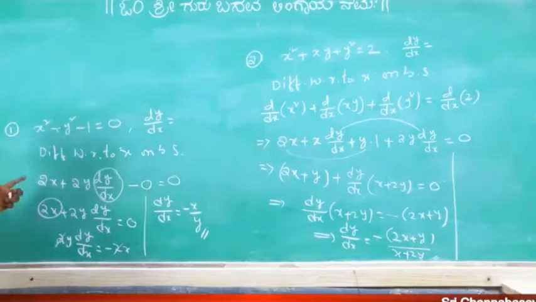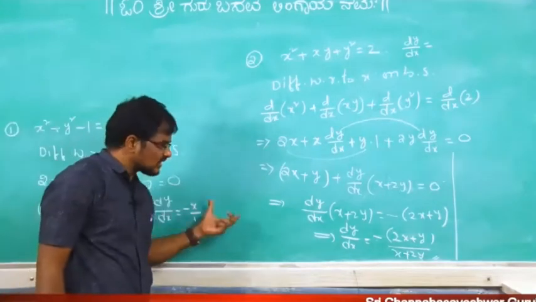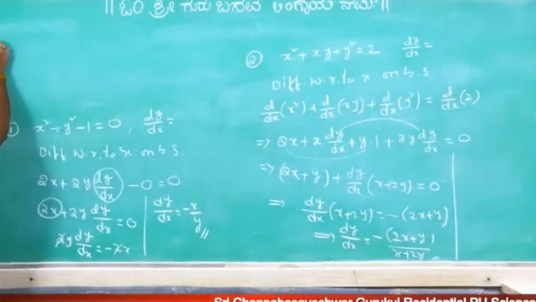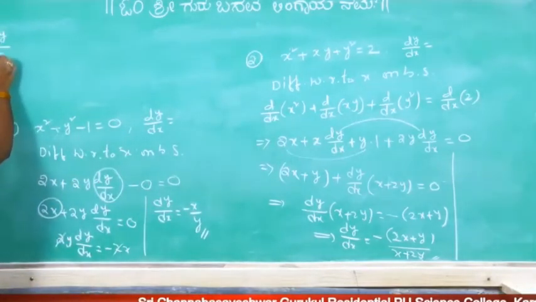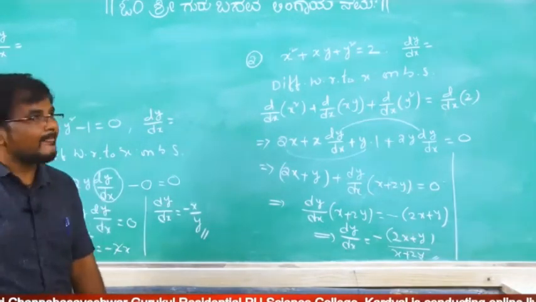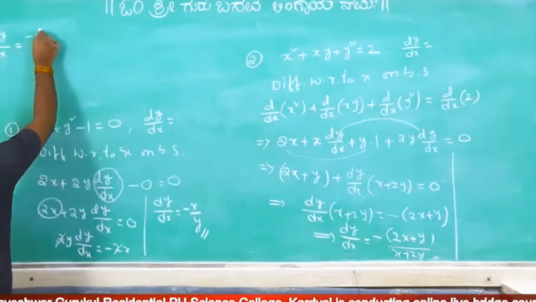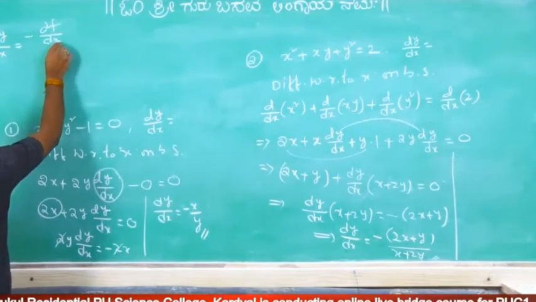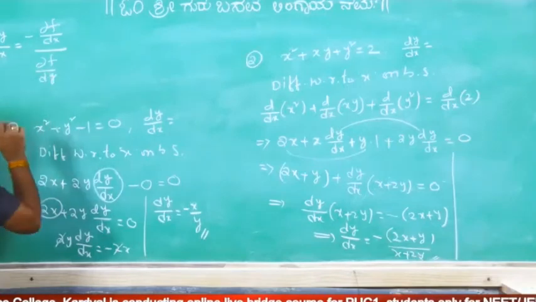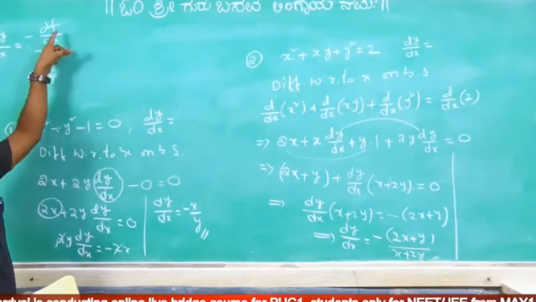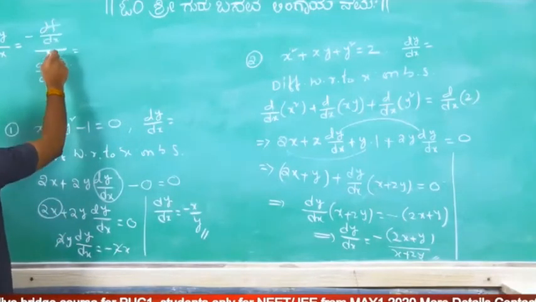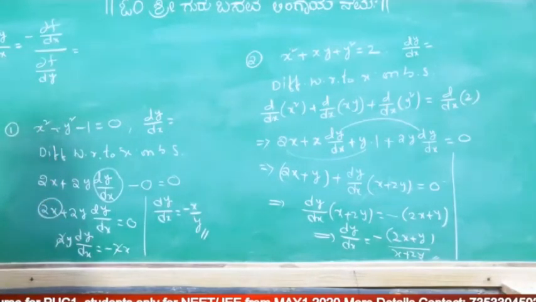This is the shortcut method for this type, means these are the type 1 problems. Suppose you want the differentiation of y with respect to x, dy by dx. So try to understand: minus of dou f by dou x, whole divided by dou f by dou y. This denotes partial differentiation.